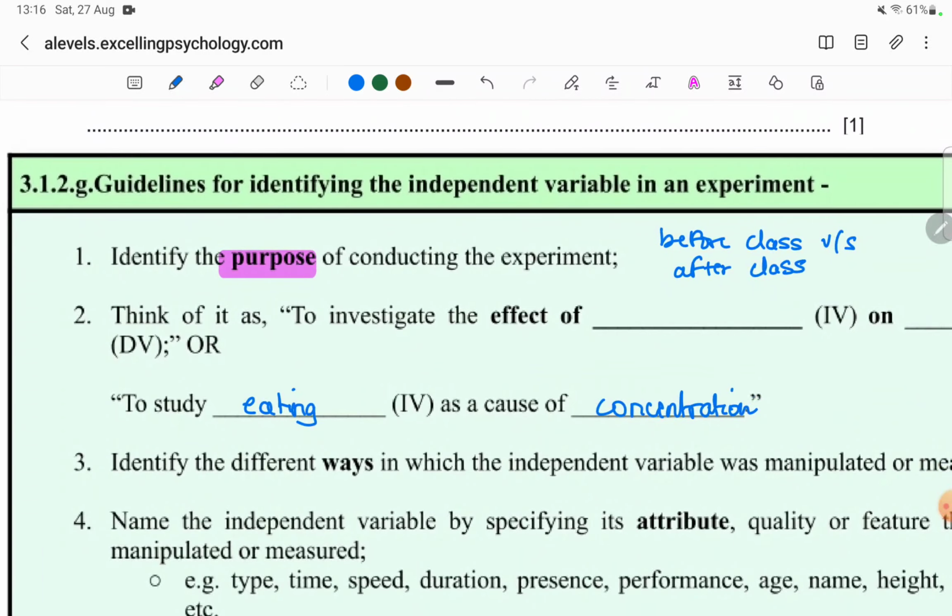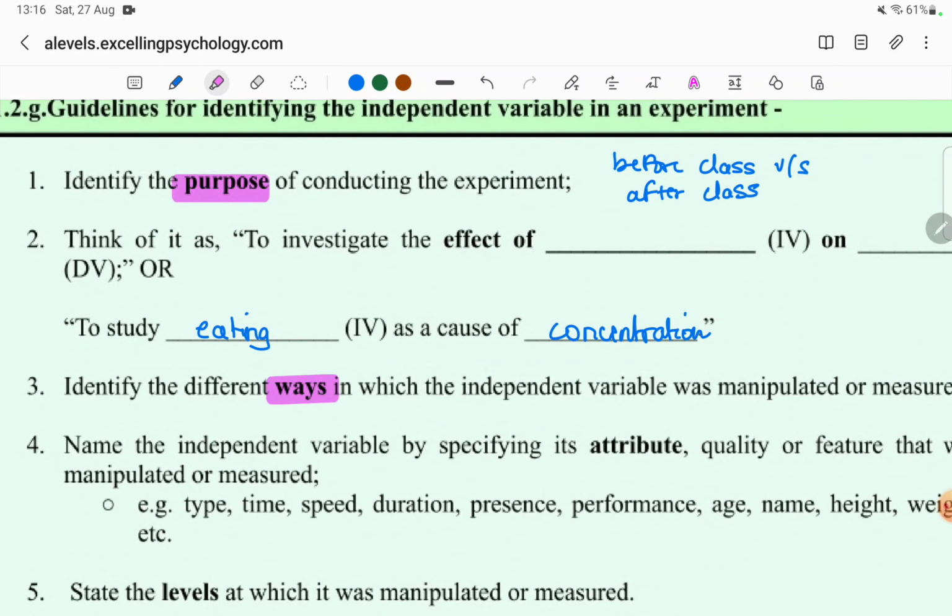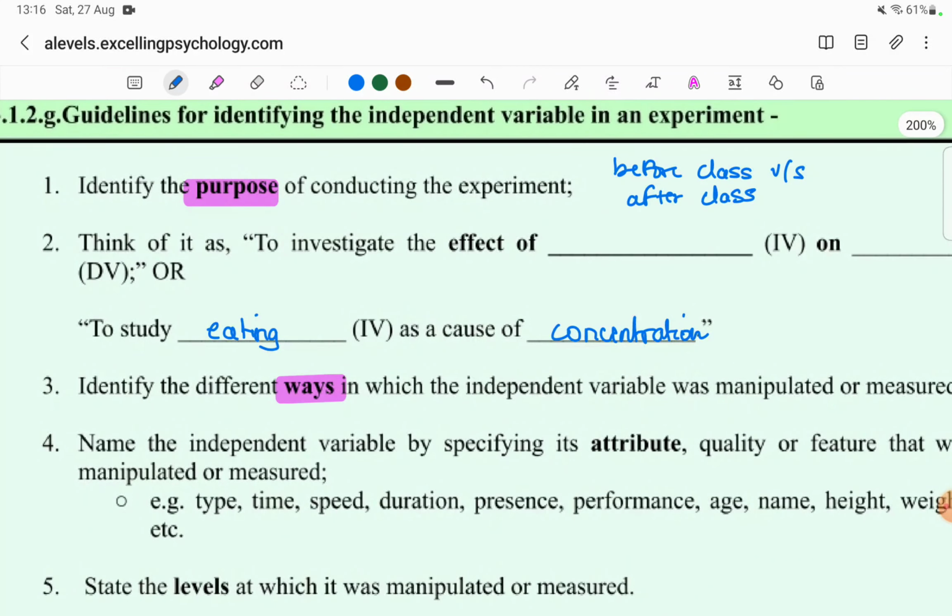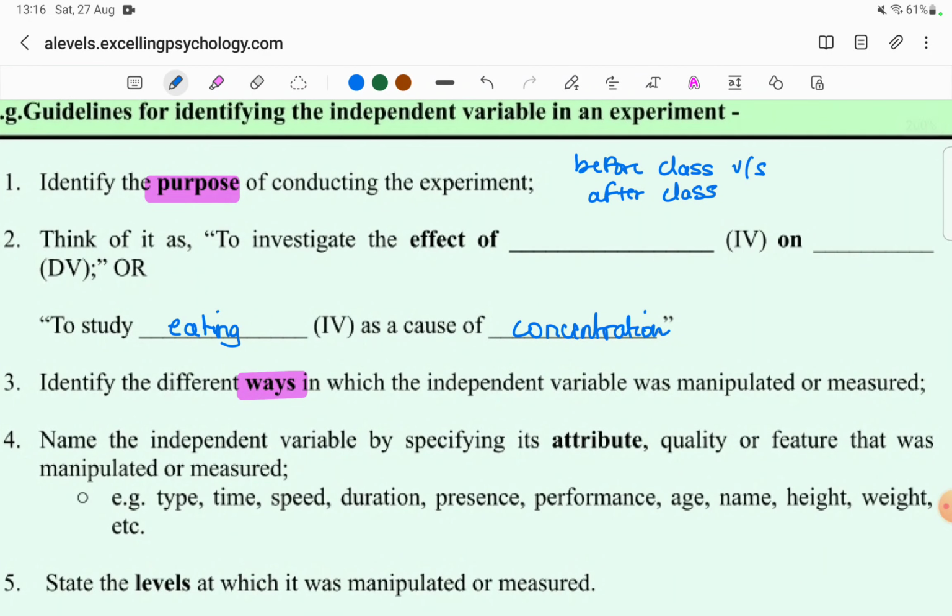What are the ways in which she has manipulated or measured her IV? She's measured her IV, or she's manipulated it, or we don't know what she's done. But if we are not sure whether she's manipulated or measured, if that is not clear from the scenario, we'll just say measured. So I'll take it as she has measured. That's a safe one to take. So I'll say she's measured her independent variable as either eating before class or after class, like I noted earlier.